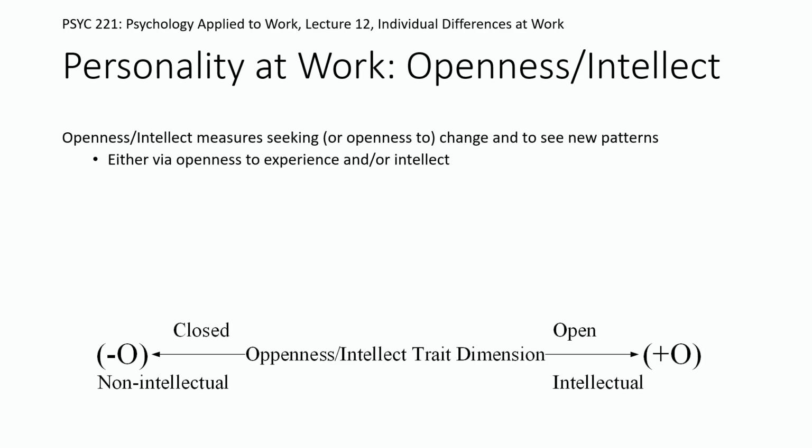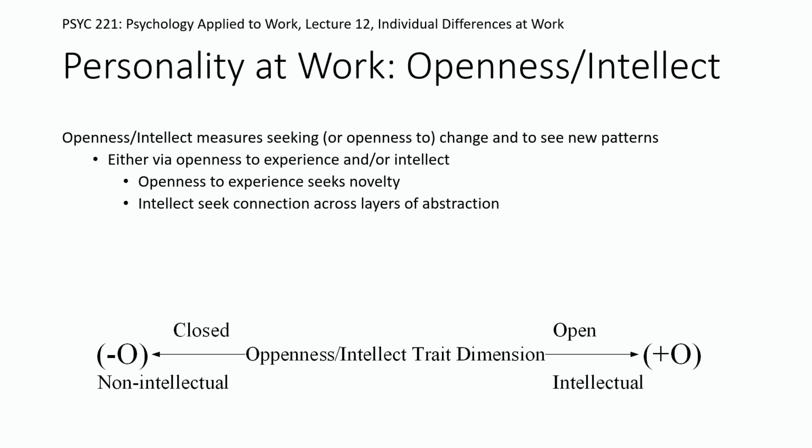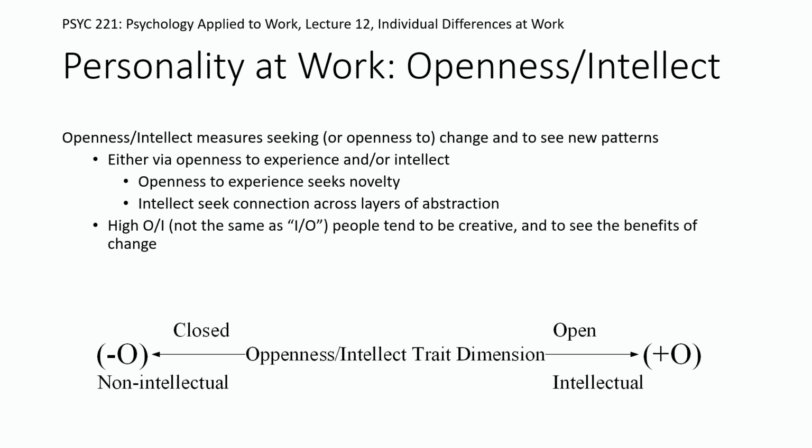So this can be openness to experience, which is sort of how you react to novelty, and it can manifest in a way that we would consider to be intellect or intellectual, which is about pattern recognition and how easy that is, and what your affinity is for seeing new patterns. So openness to experience is novelty, and intellect is seeing across layers of abstraction, and that's that whole pattern matching thing. So somebody high in OI, and keep in mind that OI is not the same as IO, it's not industrial or organizational, it's openness, intellect.